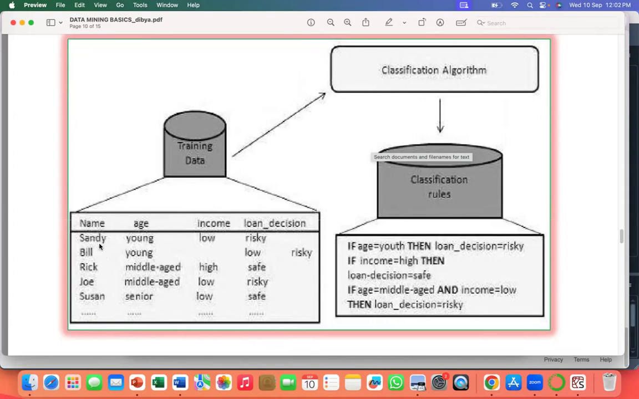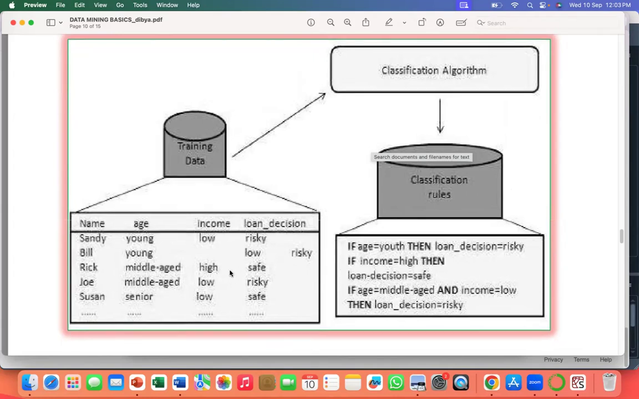So these are some earlier records. Say Sandy, who is young, has low income, so the loan decision will be risky. Bill, young, low income, the decision is risky. Then Rick, middle-aged, high income, safe loan. Ultimately, what we are trying to do is find out which customers are risky and which ones are safe.